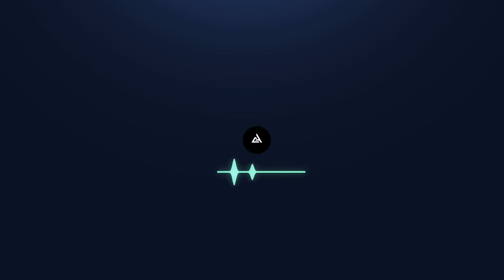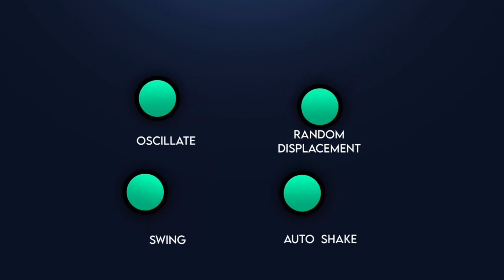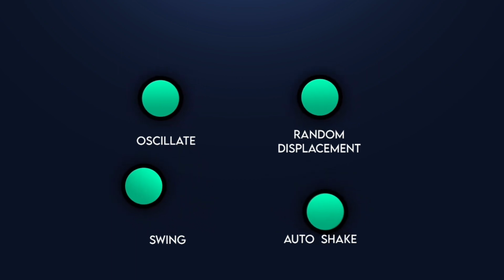Today in this video, I'm gonna show you how you can exactly make your own shake effect. In Alight Motion, shake can be created with these four effects. Oscillate is used in most of the shakes. Random displacement and auto shake are used for camera shake and hard shakes. In this video, we are going to create this shake.